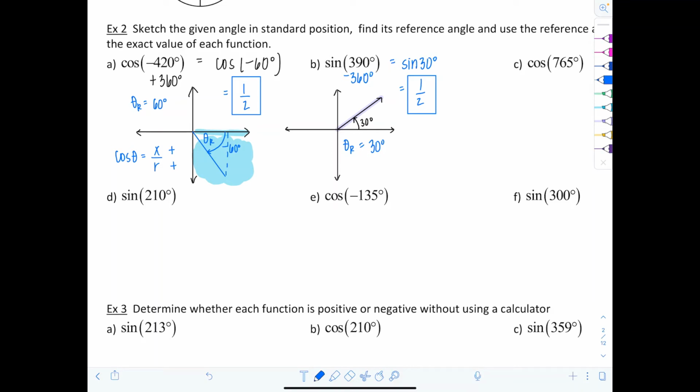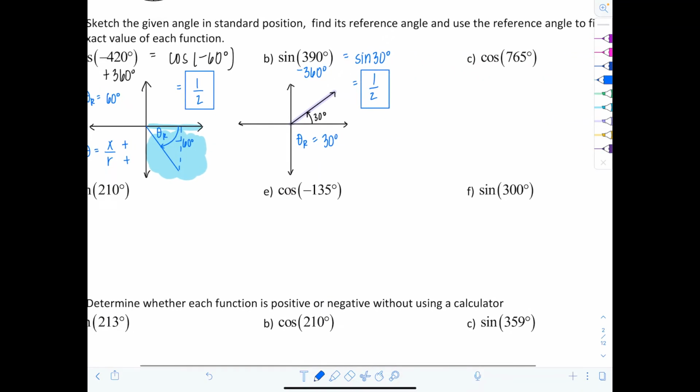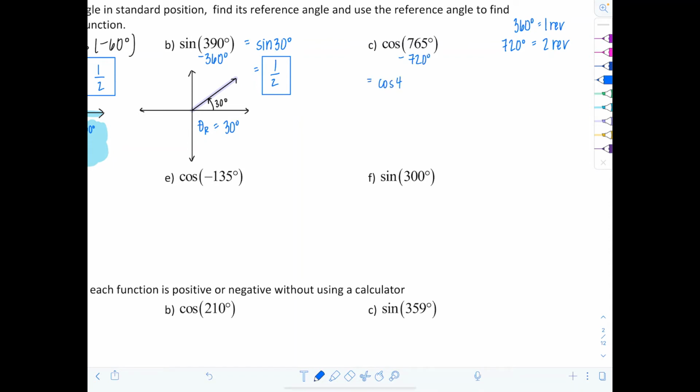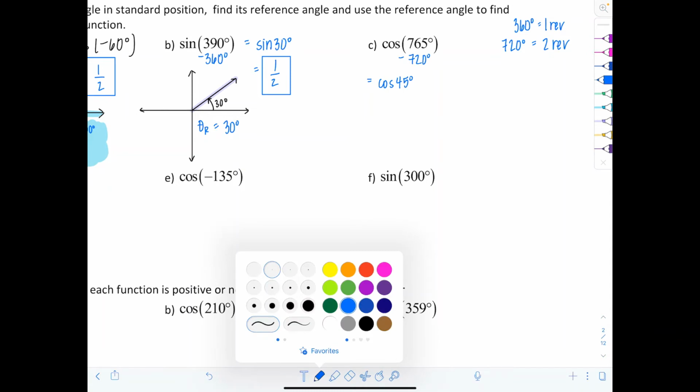Okay, let's look at a couple more. Cosine of 765. This actually has a few revolutions, because one revolution is 360 degrees. If you double that, 2 revolutions is 720 degrees. And I notice this is bigger than that. So I'm going to subtract 720 degrees. And now I know this is coterminal with cosine of 45 degrees.